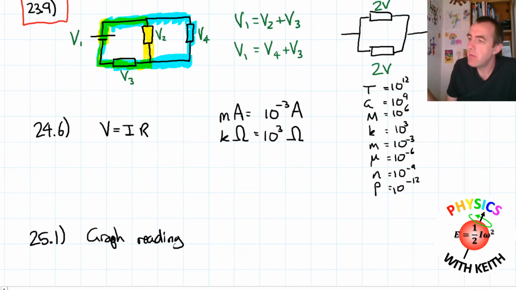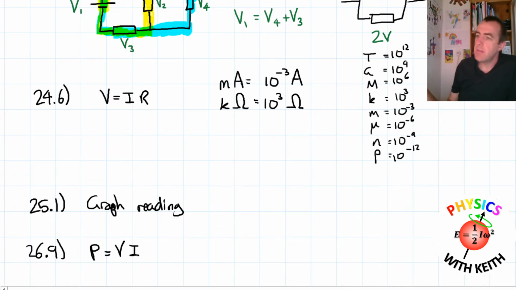25.1 uses the same equation as 24.6, except you'll have to read numbers off a graph, but otherwise it's the same sort of thing. 26.9 makes use of the equation power equals voltage multiplied by current. And here power is measured in watts, voltage in volts, and current in amperes. You will also have to use the equation that relates current to charge that you did very early on in this sheet. I think that was the first question in this sheet.